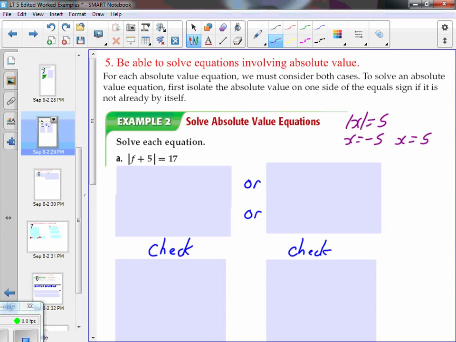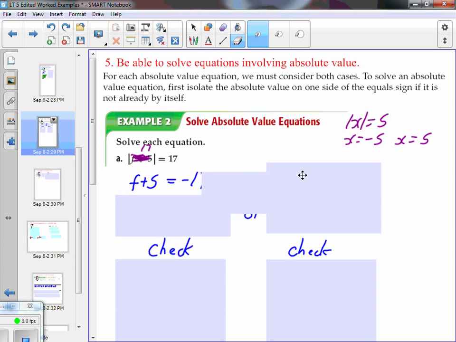The absolute value of, now it's not an x, but I don't care what that's called. The number that will make this equation a true statement is, if I put a negative 17 in there, I'd get a true statement, wouldn't I? If I put a positive 17 in there, I'd get a true statement. So the expression inside the absolute value can be replaced by negative 17, or it can be replaced by positive 17 to get a true statement.